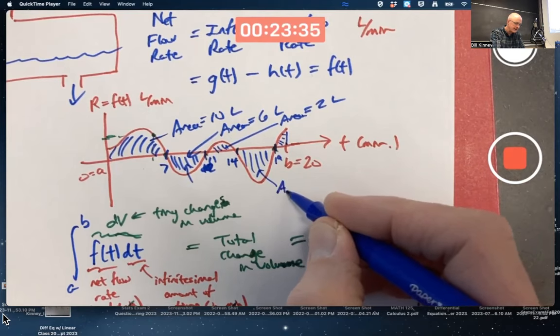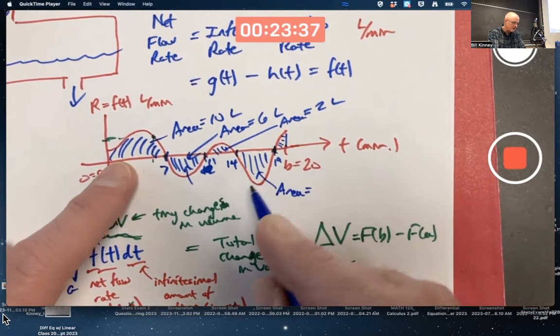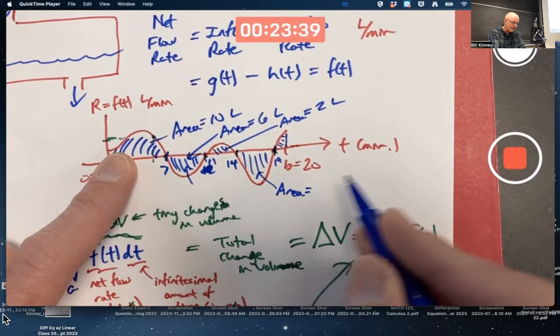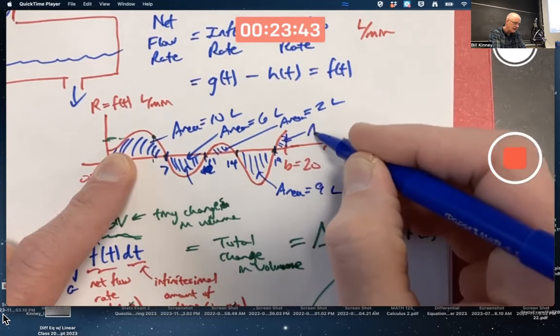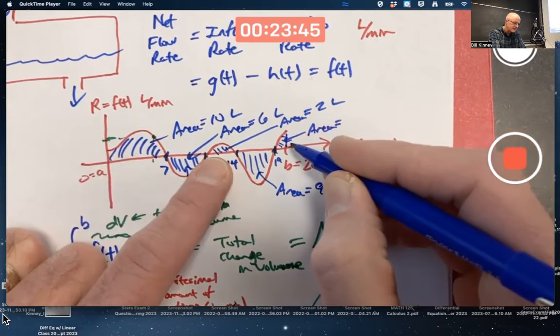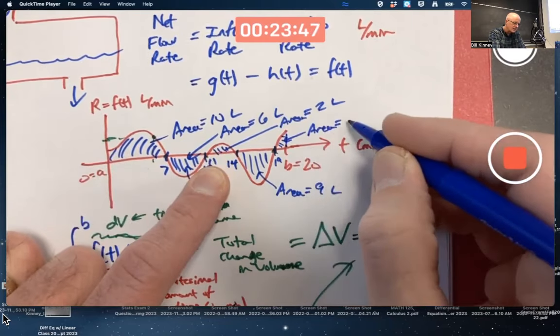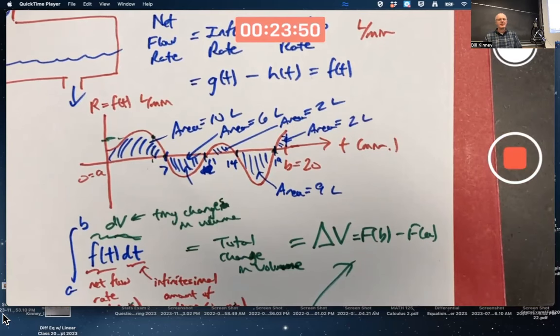What should I pretend this area is? I'm just going to try to eyeball it, compare it with that. It looks like it's a little smaller than that one. I'm going to call this 9 liters. And this one I'm going to call somewhat similar to this. I'll call it 2 liters. Maybe it's more like 1.5, but humor me.